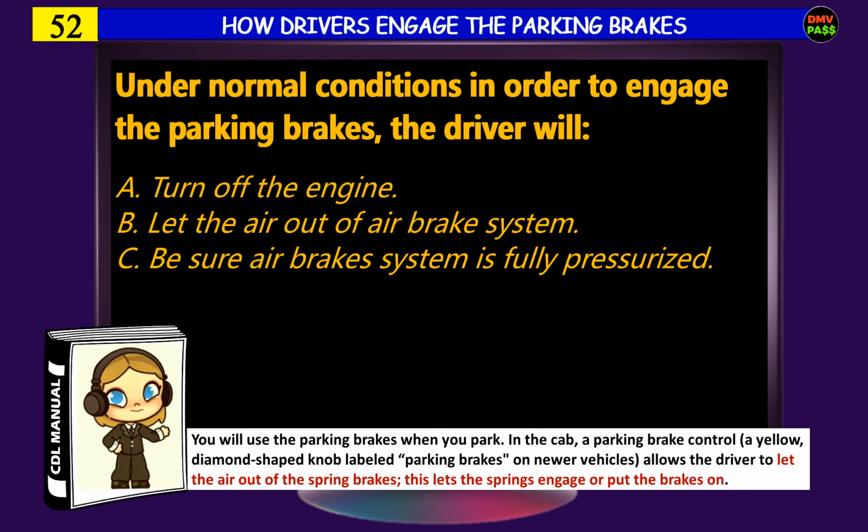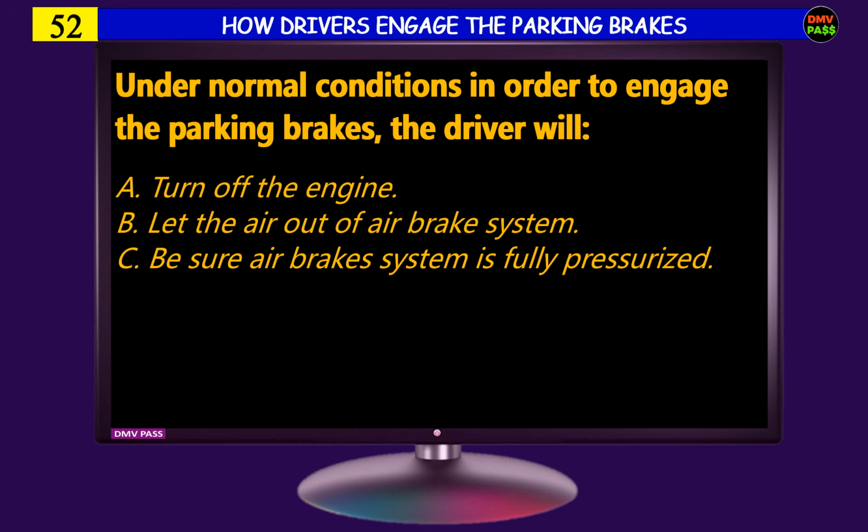Note: you will use the parking brakes when you park. In the cab, a parking brake control, a yellow, diamond-shaped knob labeled parking brakes on newer vehicles, allows the driver to let the air out of the spring brakes. This lets the springs engage or put the brakes on. So, the correct answer is B. let the air out of the air brake system.